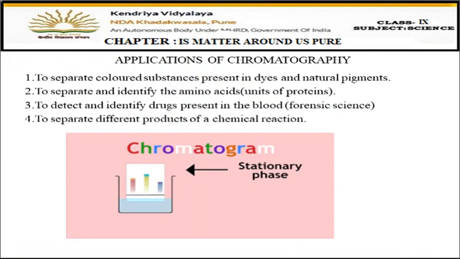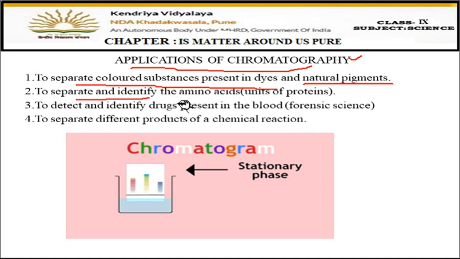Now let's see the applications of chromatography, where chromatography is used. It is used to separate the colored substances which are present in dyes and natural pigments. If we have to separate the components of chlorophyll, we have to use the chromatographic technique. It is also used to separate and identify amino acids. Amino acids are the units of proteins. To separate and identify the amino acids, again the chromatographic technique can be used.